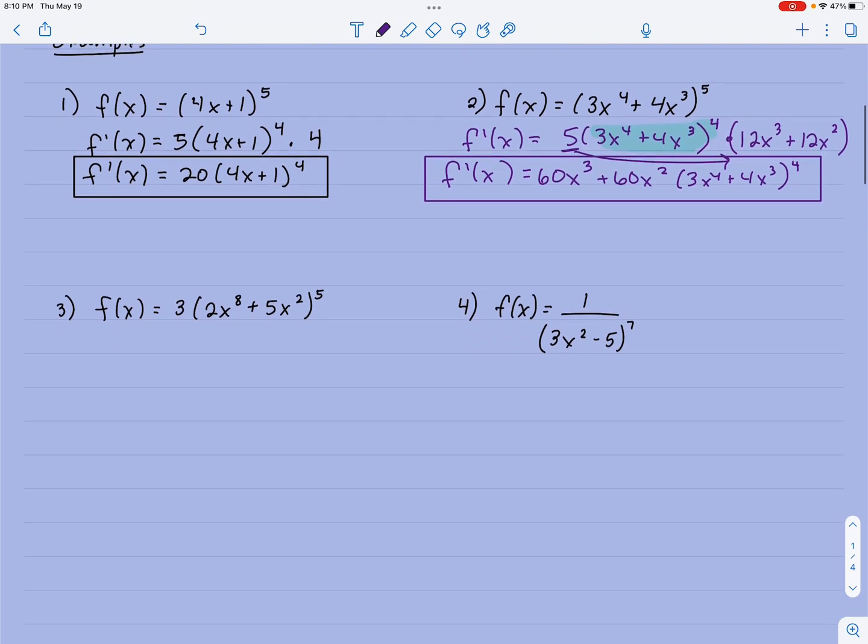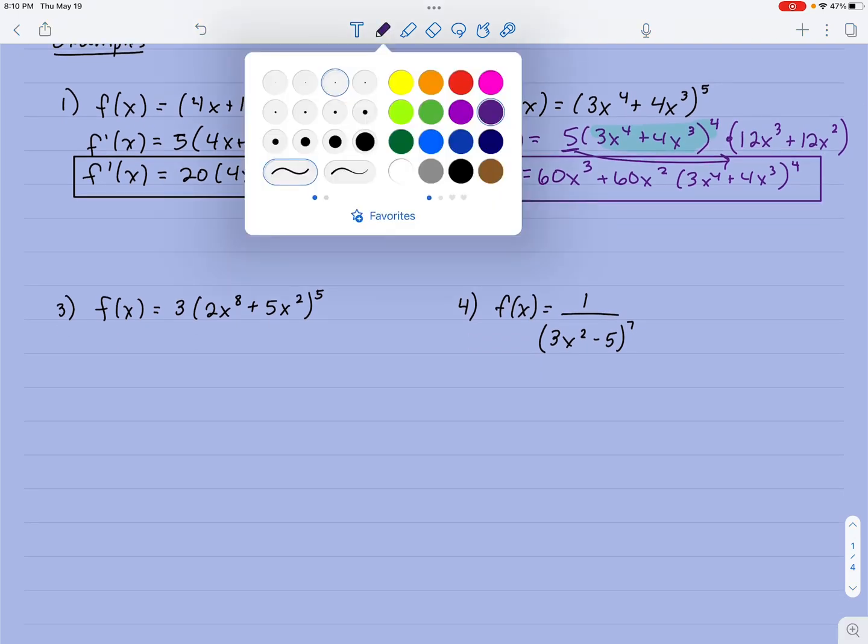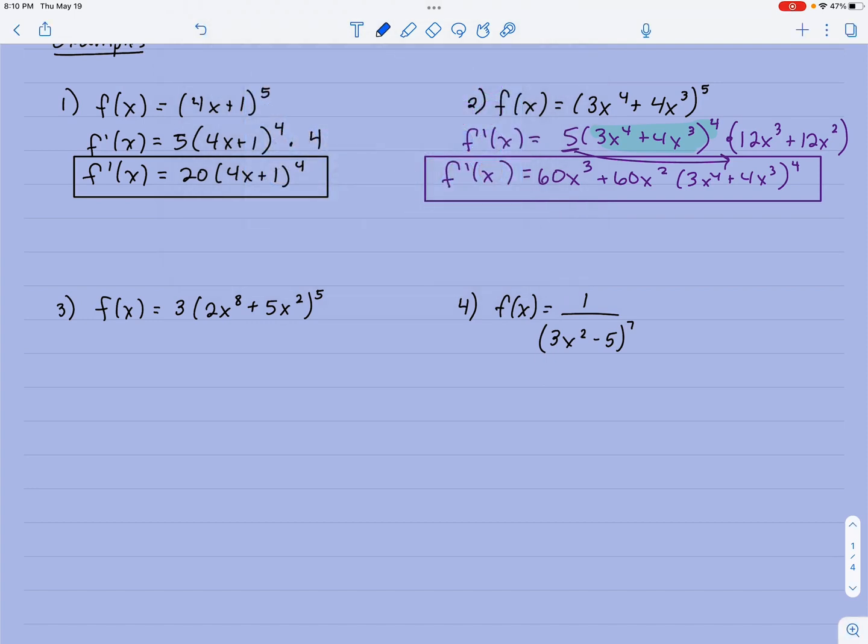All right, the next one, same thing, but there's just a coefficient in front of my parentheses. So when I multiply the 5 by the 3, I get 15. Leave this alone for now. Decrease that by 1. And then multiply by the derivative of what's inside. So that's going to be 16x plus, x to the 7th plus 10x.